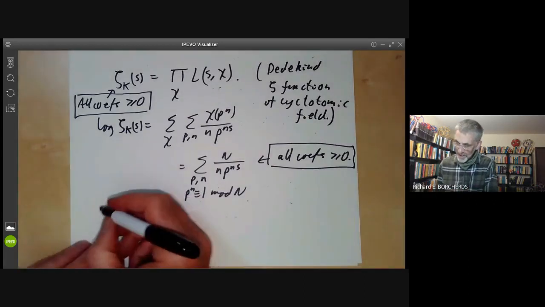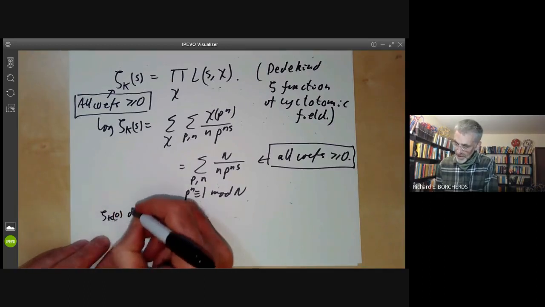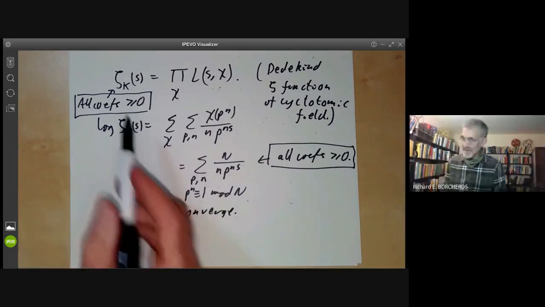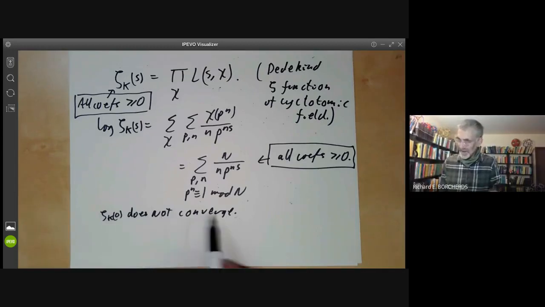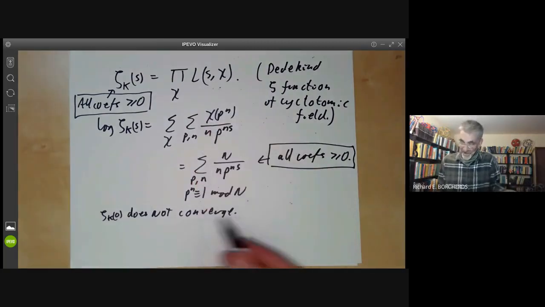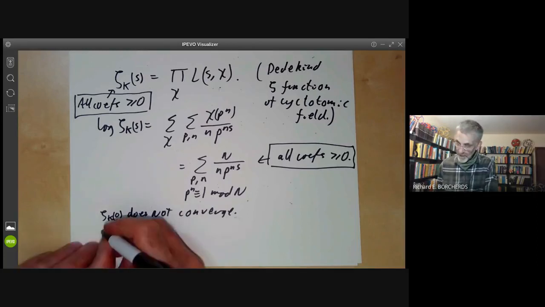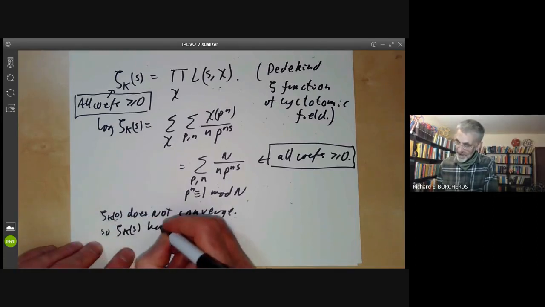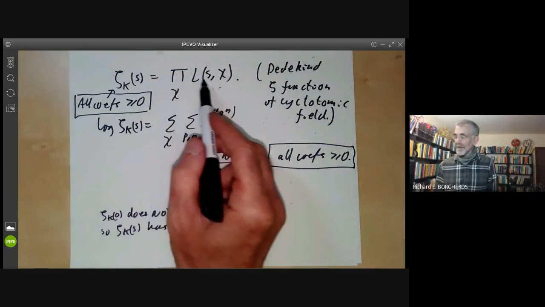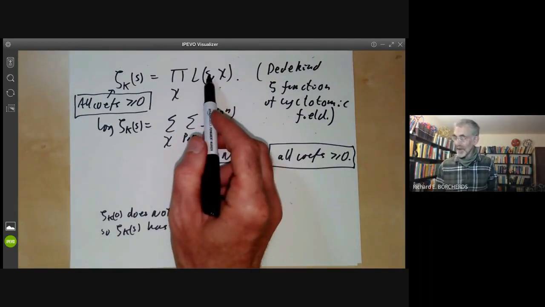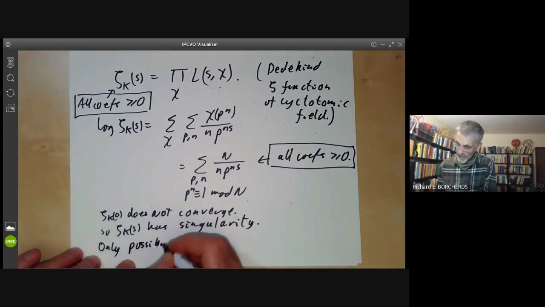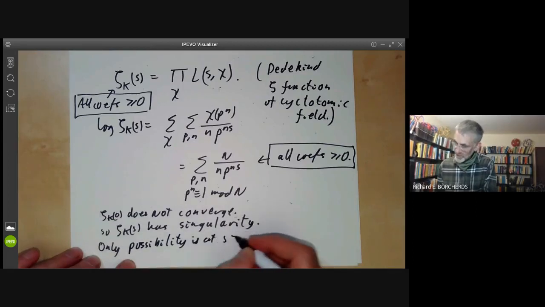And now we notice that zeta_K of s naught does not converge. You can see this because all its coefficients are non-negative integers, when s is naught. It's got an infinite number of terms, so it obviously doesn't converge. So zeta_K of s has a singularity somewhere. Well, all the factors have no singularities except for one of them, which has a singularity at s equals 1. So the only possibility is at s equals 1.